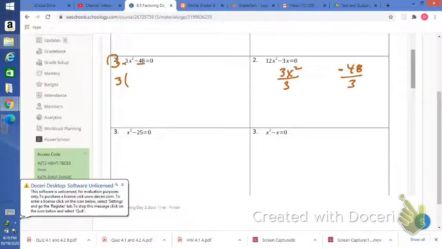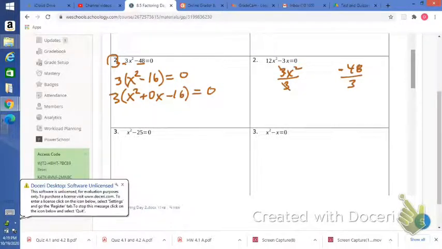Alright, what's that give us? So 3x squared divided by 3, that's going to leave us an x squared. And then a negative 48 divided by 3 is going to leave us a negative 16 equal to 0. Alright, now notice I have x squared. I got no bx term, so I'm going to replace that with 0x minus 16, and I set that equal to 0. So let's factor that right there.